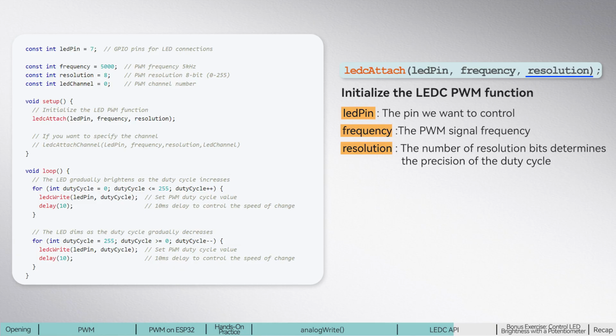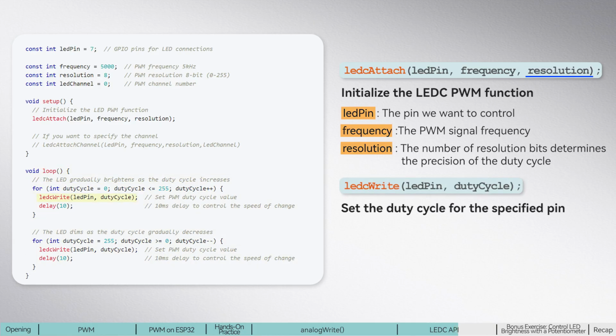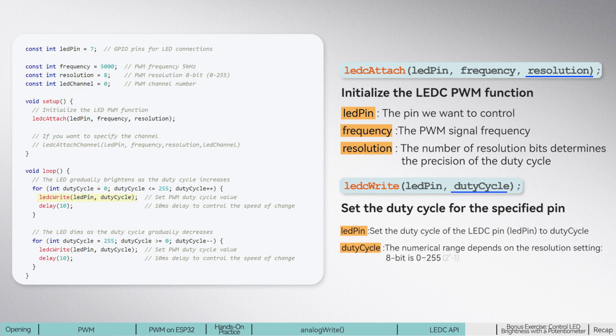After initialization, in the loop function, we use LEDCWrite to update the duty cycle. This function is very similar to analogWrite. The first parameter is the pin, the second is the duty cycle value. The rest of the program logic is identical to the previous example, again producing a breathing light effect.